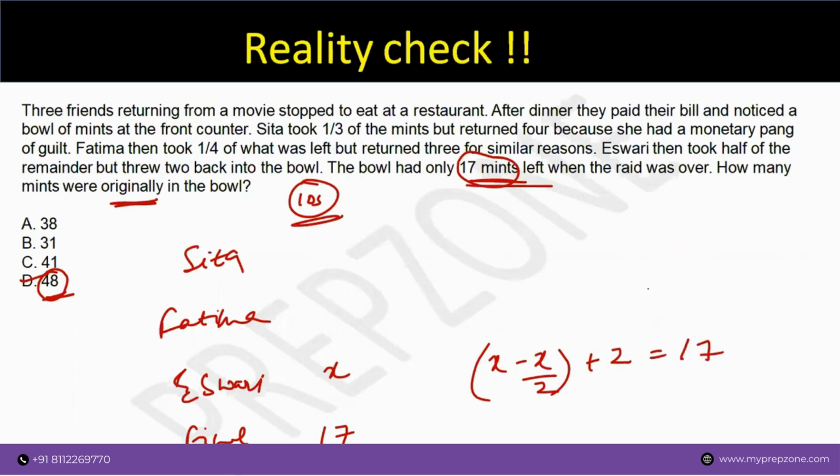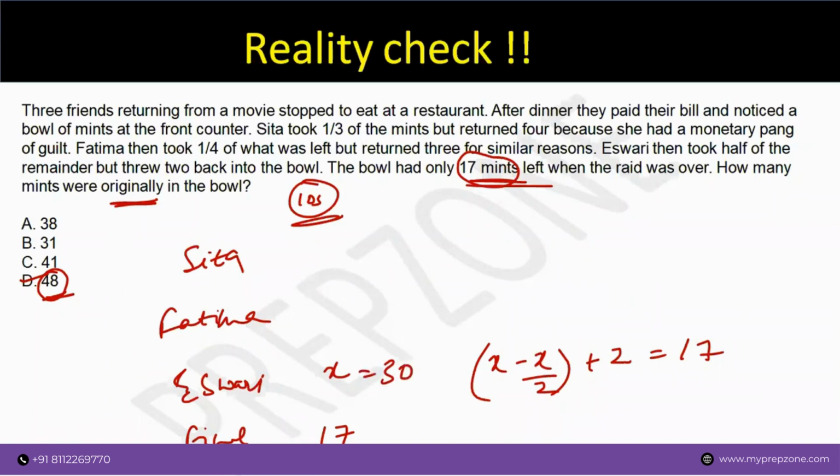So what I'm doing is going step by step: how many mints did Eswari have? Final is 17. Let's assume Eswari had X. She has taken half, so X by 2 she has taken. Remaining will be X minus X by 2, which is X by 2. Because she threw back 2 mints in the bowl, it will be plus 2. So X by 2 plus 2 is 17, X by 2 is 15, X has to be 30. So I know Eswari had 30.